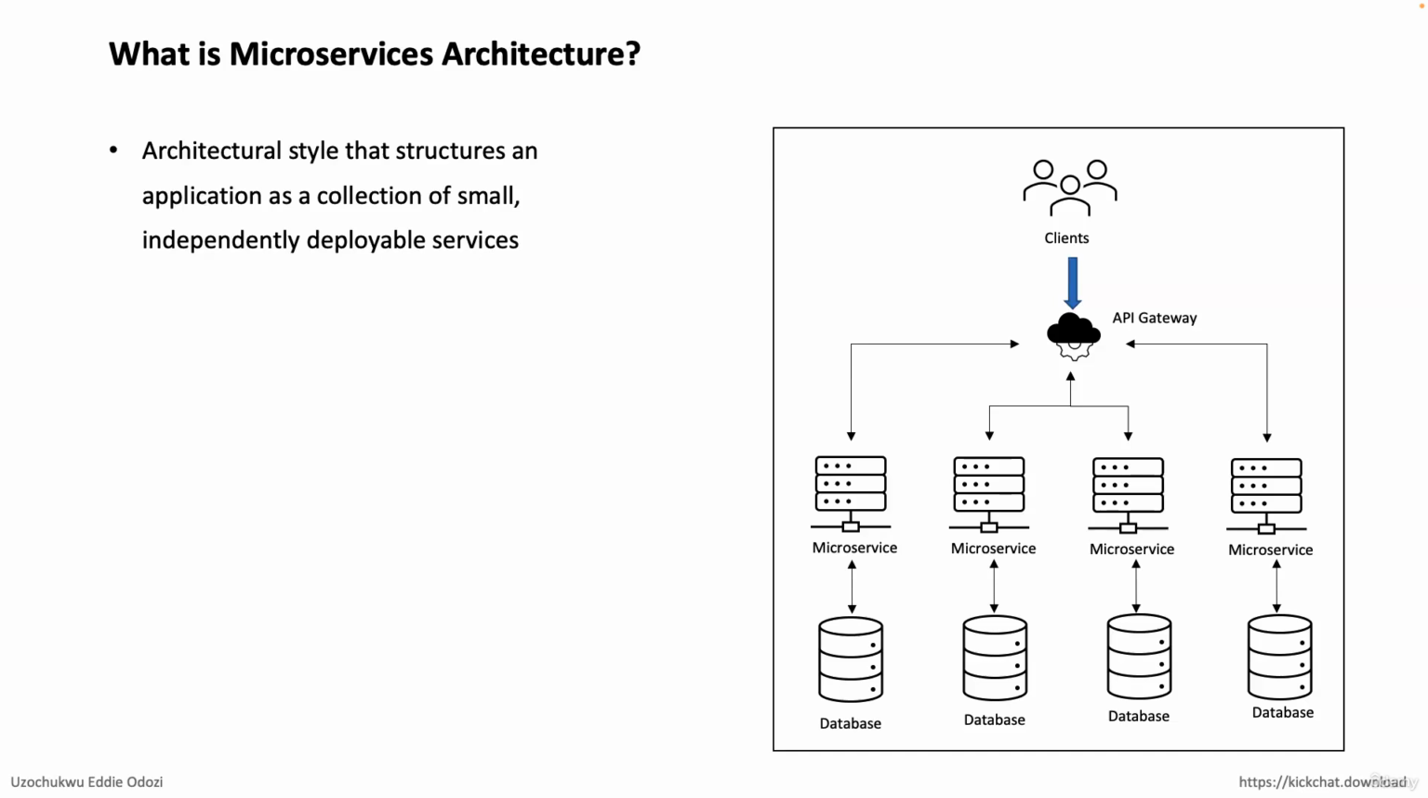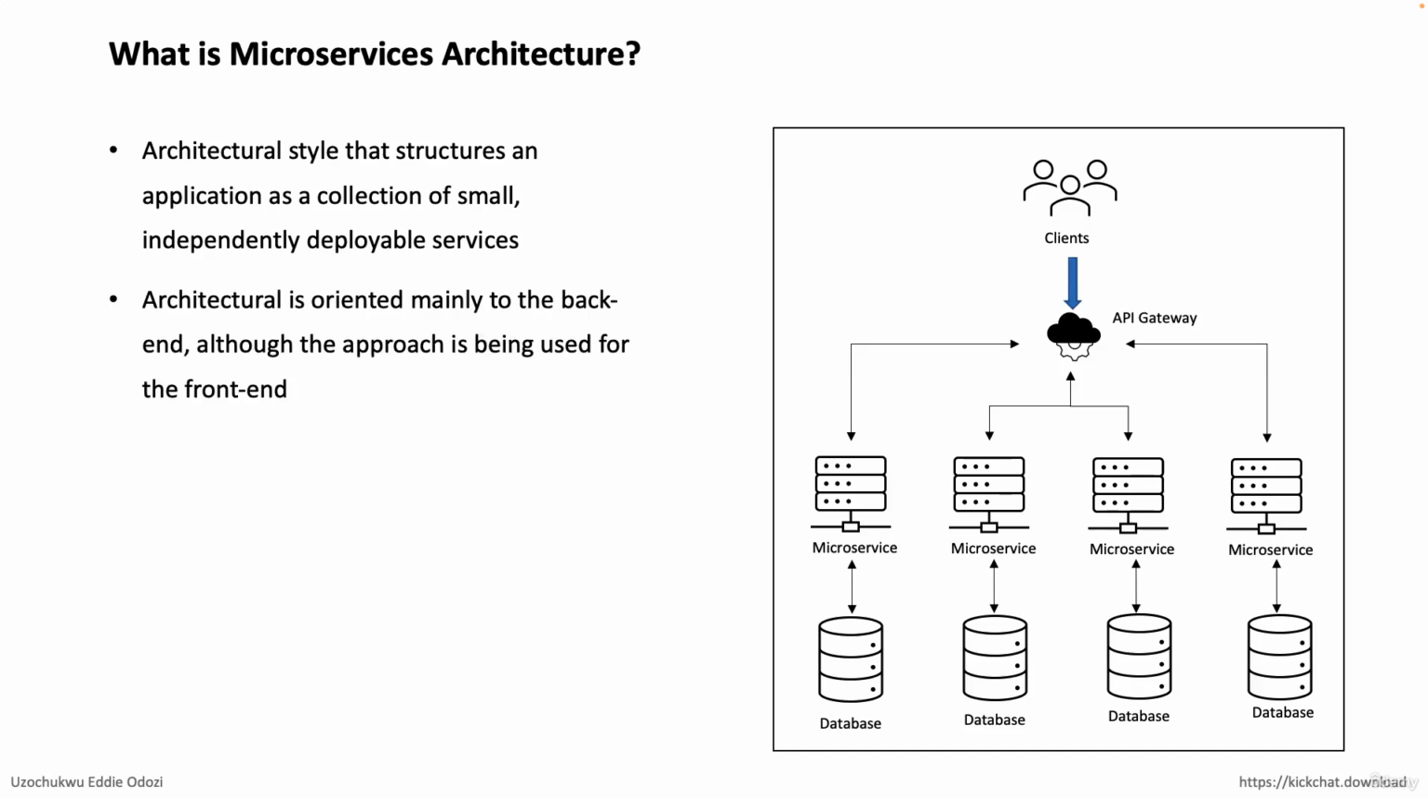So for example, in an e-commerce application, you will have your authentication feature as a separate service. You have your products as a separate service, your payments as a separate service, your orders as a separate service, and each of them will have access to its own database, not a shared database. So this is an architectural style that structures applications as a collection of small, independently deployable services.